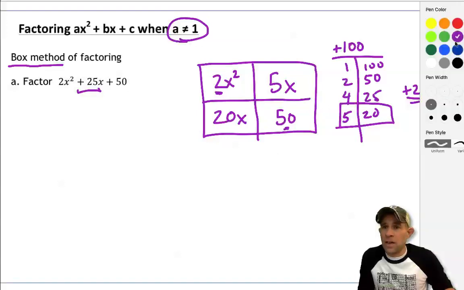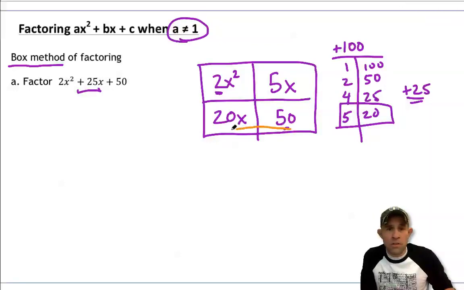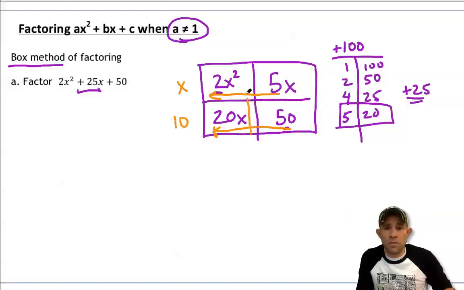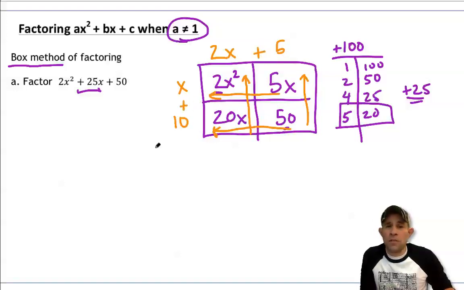All right, now it's time to factor back through. So let's choose our orange color now. We're going to go across the bottom row and factor out our greatest common factor. Well, my GCF between 20x and 50 is positive 10. And as I factor my greatest common factor out of 5x and 2x squared, that comes out to x. All right, let's move up our first column here, 2x squared and 20x. My greatest common factor is 2x, and for 50 and 5x it is going to be 5. So here are 2x plus 5 and x plus 10.